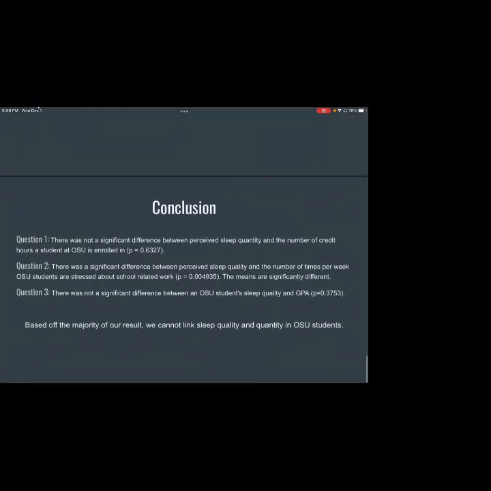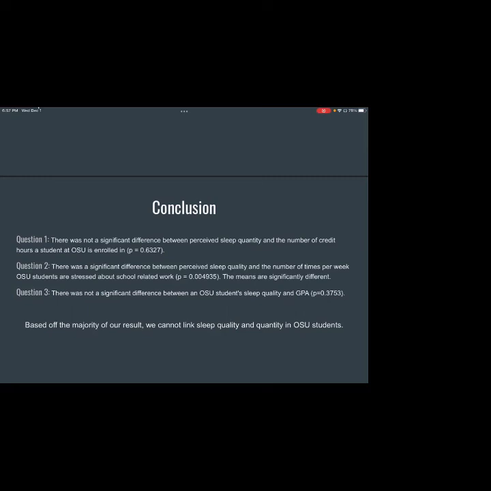Next, let's move on to the conclusion of these results. To conclude these results, only one of the 3 of these tests were found significant, which was question 2. This showed an association between perceived sleep quality and the number of times per week Ohio State students are stressed out about school-related workload with the p-value of 0.004935. Research question 1 and 3 were found non-significant. Note that both of these p-values are larger than the alpha level 0.05.